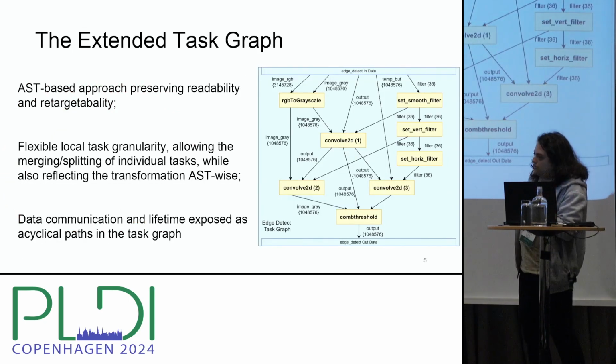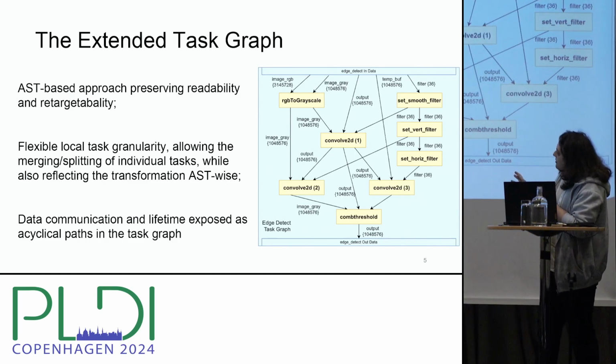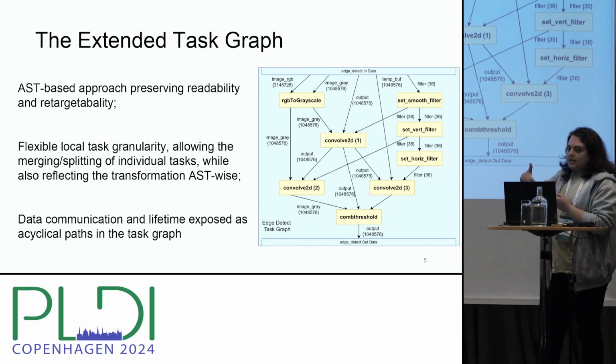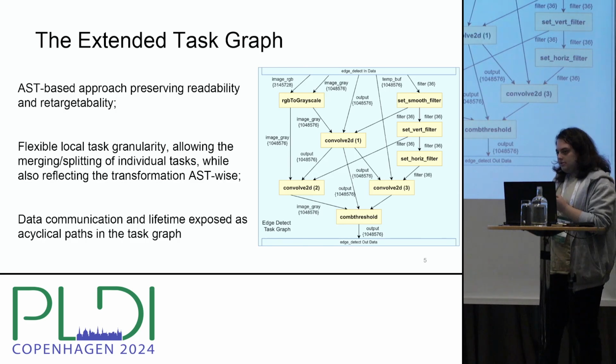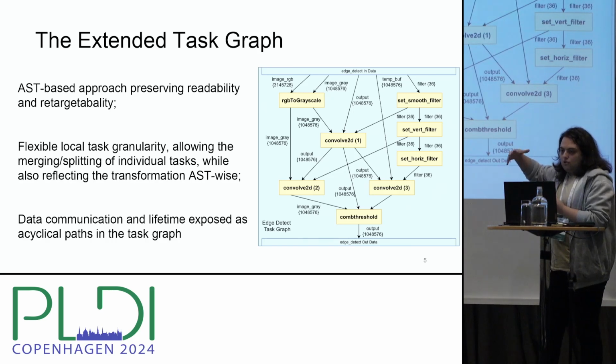For this purpose, we propose what we call the extended task graph. The extended task graph is an AST-based representation. It uses the AST representation of the source code and doesn't break that source code. It preserves its readability and its retargetability, so everything you do on the task graph is almost innocuous, because whatever you do afterwards is perfectly possible.